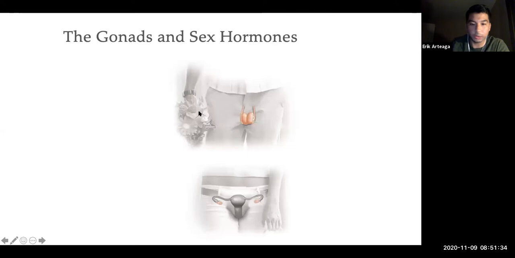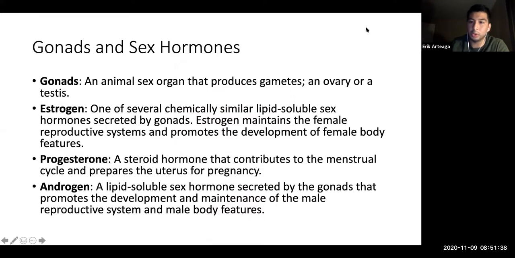Talked about meiosis and sperm and eggs, okay? But here we're referring to the hormonal or the endocrine side of things, okay? So gonads and sex hormones. So gonads, an animal sex organ that produces gametes, an ovary or a testis. Estrogen, one of several chemically similar lipid-soluble sex hormones secreted by gonads. Estrogen maintains the female reproductive system and promotes the development of the female body features, okay? Progesterone is a steroid hormone that contributes to the menstrual cycle and prepares the uterus for pregnancy, right?